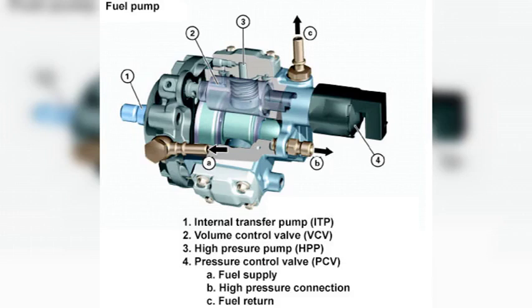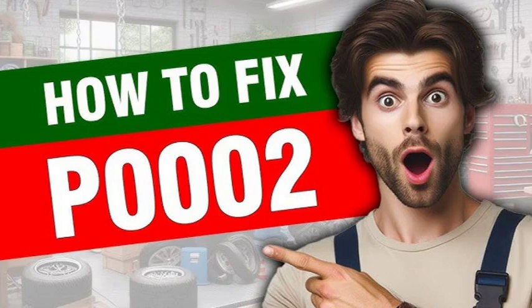The repair for the P0002 code will vary depending on the underlying cause of the problem. If the problem is caused by a faulty fuel volume regulator, then the regulator will need to be replaced. If the problem is caused by a problem with the wiring or connectors, then the wiring or connectors will need to be repaired or replaced. If the problem is caused by a problem with the ECM, then the ECM will need to be replaced.